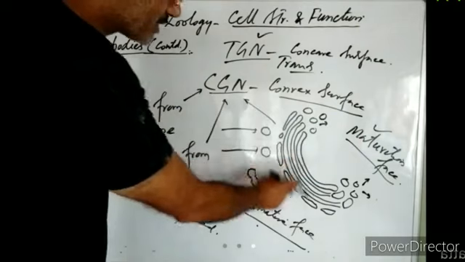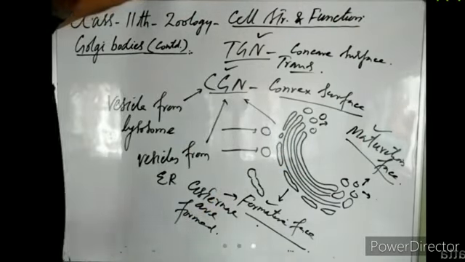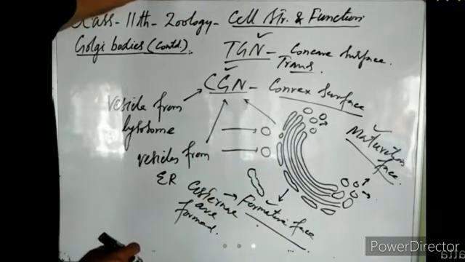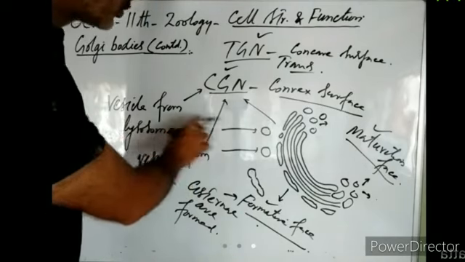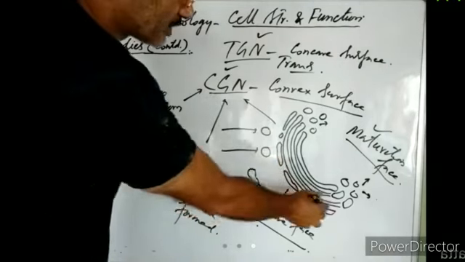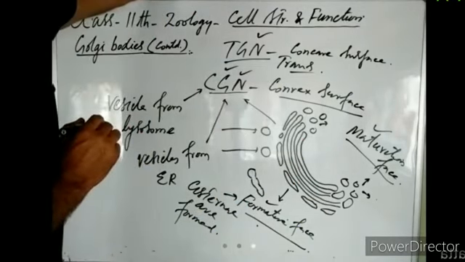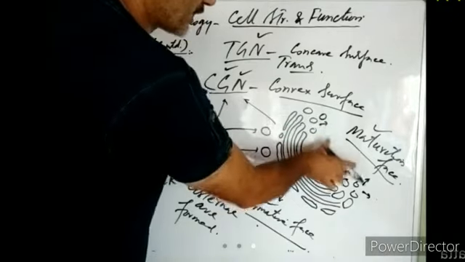We call this side the cisternal Golgi network. Why do we call it the cisternal Golgi network? Because on this side, the cisternae are being formed. Vesicles from the endoplasmic reticulum and lysosomes combine and form the cisternae. For that reason, we call it the cisternal Golgi network, because cisternae are being formed. On the other side, materials are being secreted.